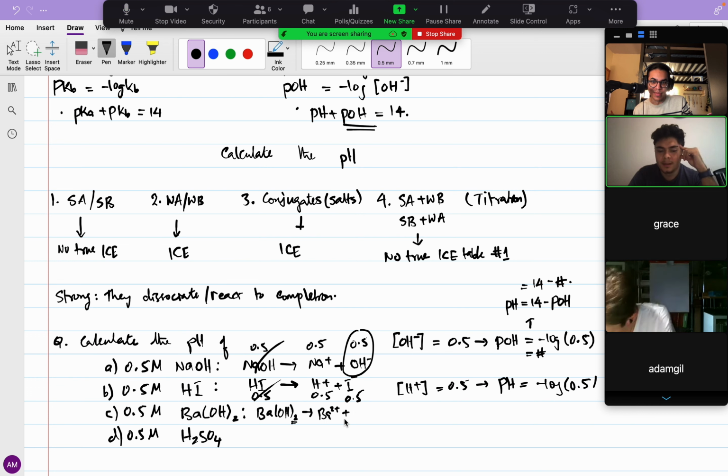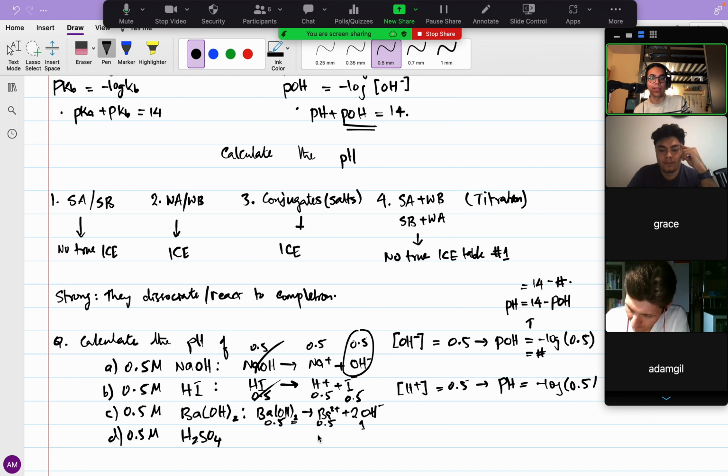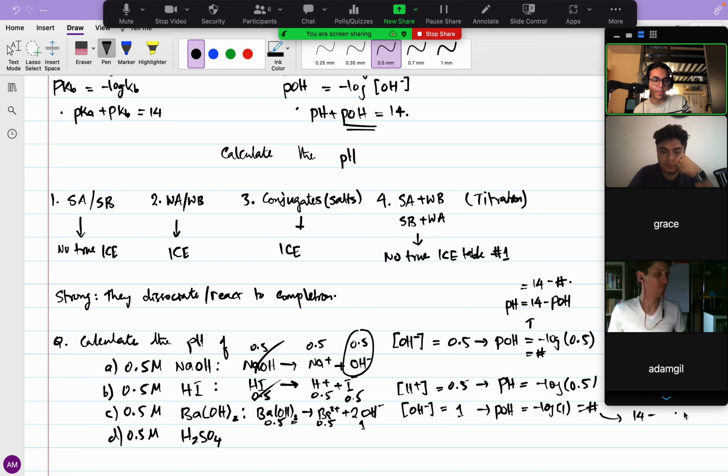2 OH minus? Exactly. So if this was 0.5, that would be 0.5, and then that would be 1. Because of the coefficient, it doubles. And so OH minus is going to be 1, which means that pOH is going to be negative log of 1, which is some number. And then you do 14 minus to get your pH.